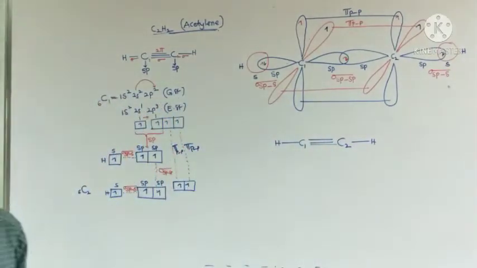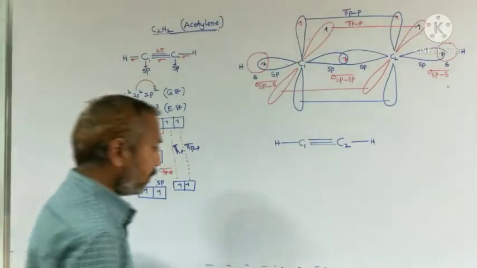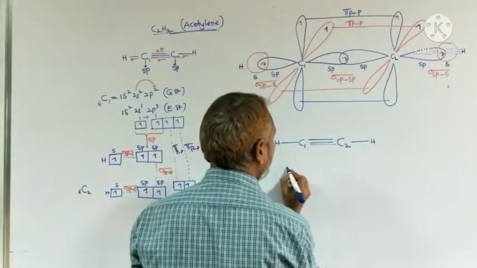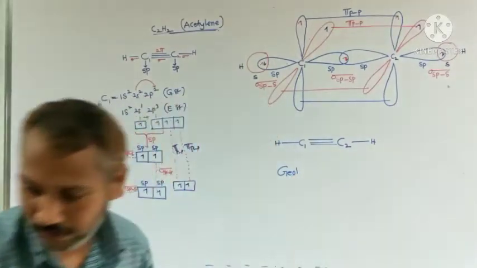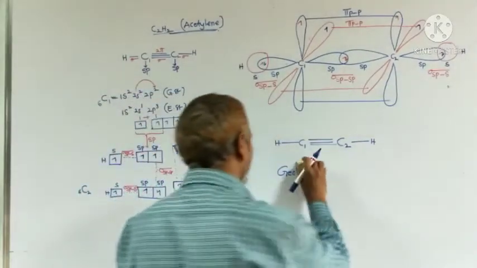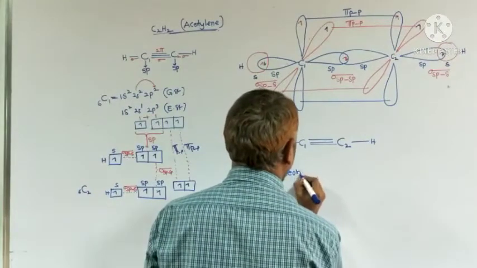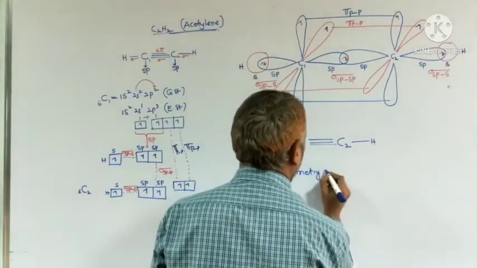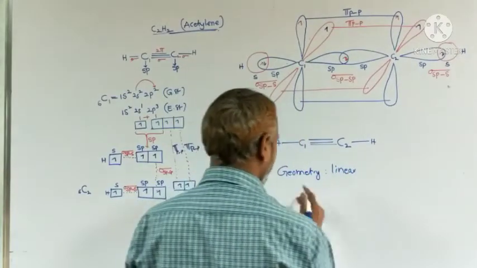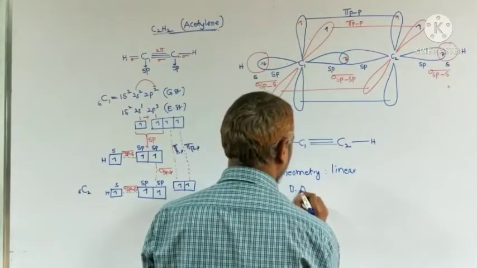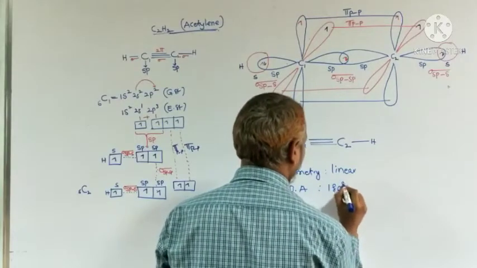So what is the molecular geometry? It is a linear geometry. The geometry is linear. Next, the bond angle is 180 degrees.